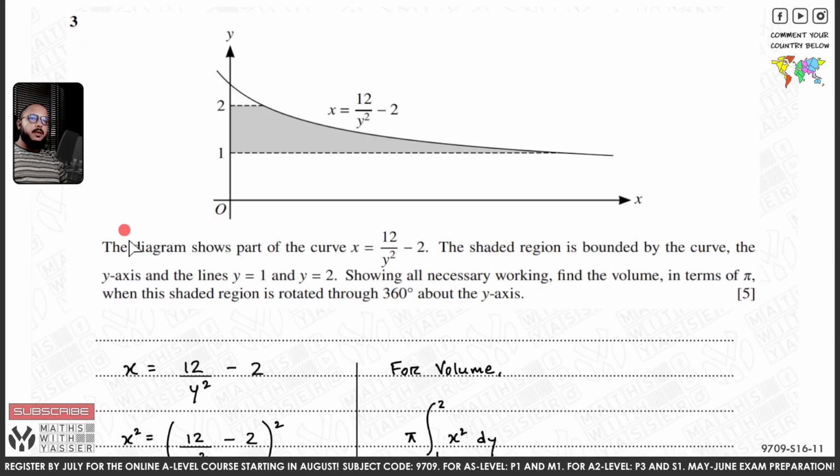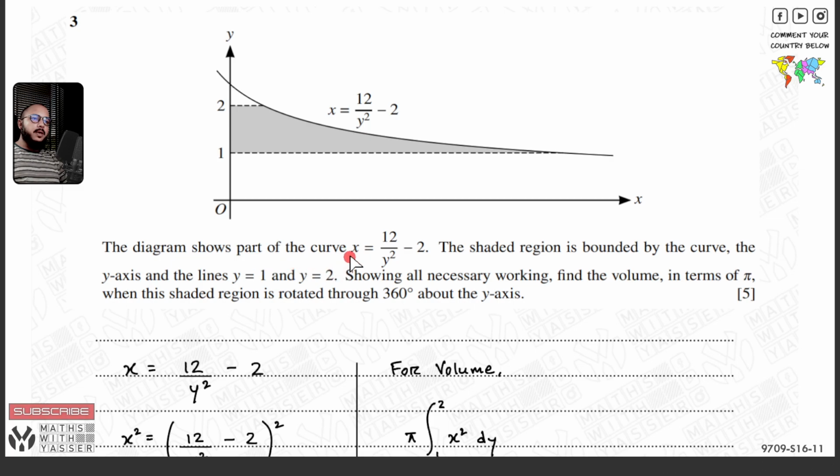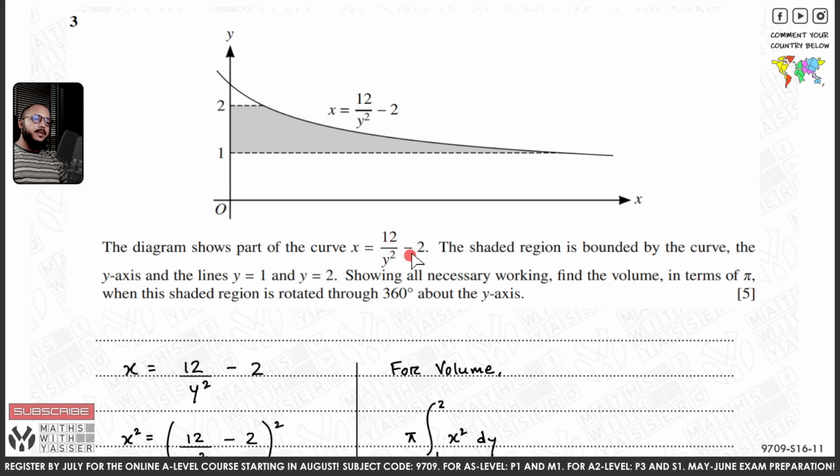Question number 3. The diagram shows part of the curve x equals 12 over y squared minus 2. The shaded region is bounded by the curve, the y-axis, and the lines y equals 1 and y equals 2. Showing all necessary working, find the volume in terms of pi when this shaded region is rotated through 360 degrees about the y-axis. So we need to find the volume, and it is being rotated 360 degrees about the y-axis.